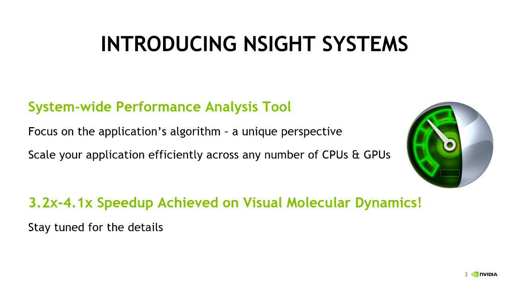Nsight Systems is a system-wide performance analysis tool that's designed to focus directly on an application's algorithm. This tool helps you scale your algorithm across all the CPUs and GPUs on the system, whether that's a laptop or a DGX. Some tools focus directly on the CPU or maybe the GPU, but this tool is focused directly on your application's algorithm. It's going to help you find bottlenecks in your application, understand the cause of those bottlenecks, and then identify the right optimization to apply. So I'm really excited.